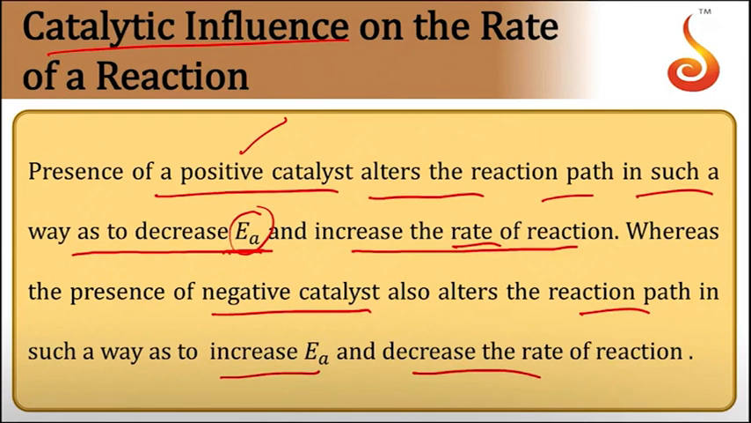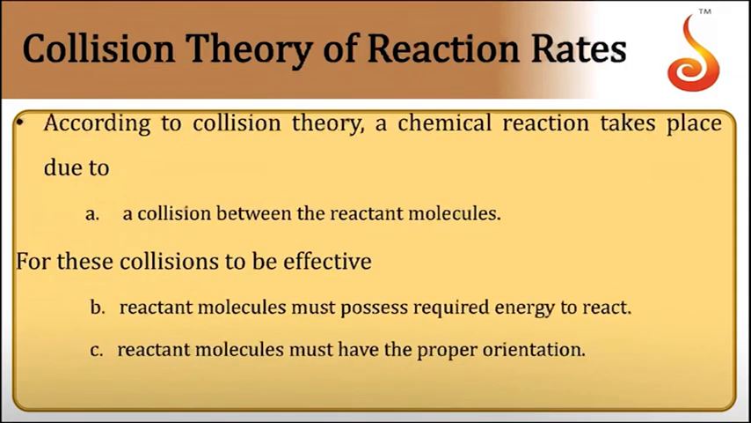So, a positive catalyst alters the path, meaning it alters it in such a way that it is decreasing the energy of activation and increasing the rate of reaction. Negative catalyst means this also alters the path in such a way that it is increasing the energy of activation and decreases the rate of reaction.